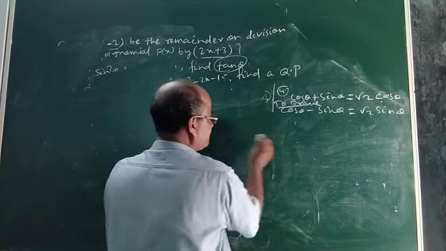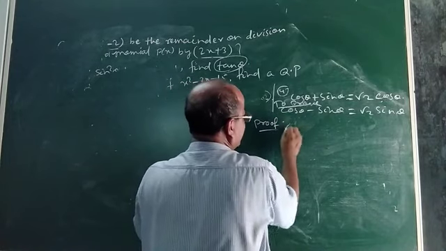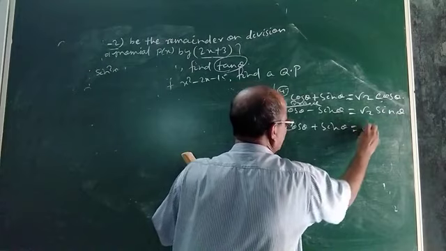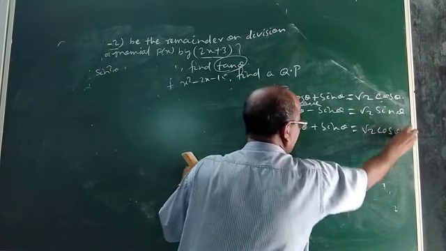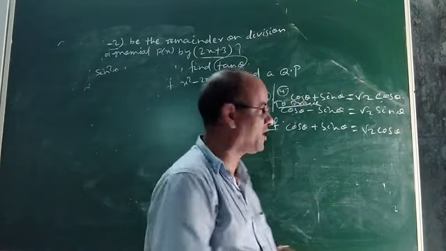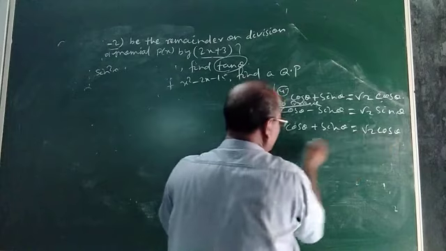Okay, so let us see. We are given cos theta plus sin theta equal to root 2 cos theta, and we want to prove that cos theta minus sin theta is root 2 sin theta. Let us see how. For that, what you will do, just take cos theta to the right hand side.